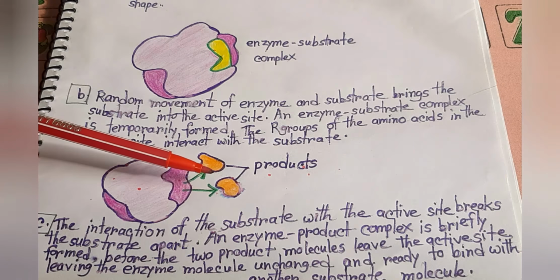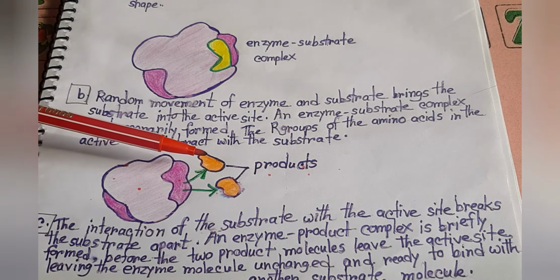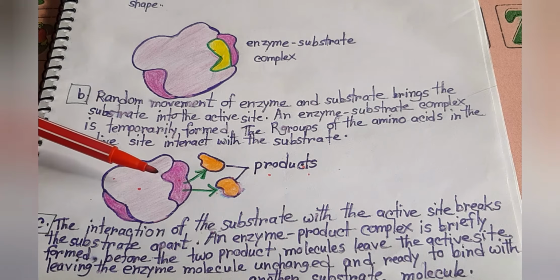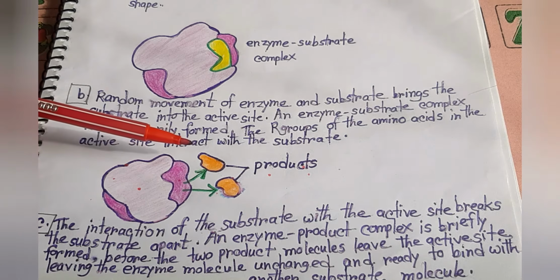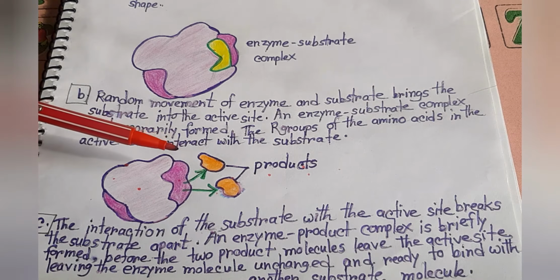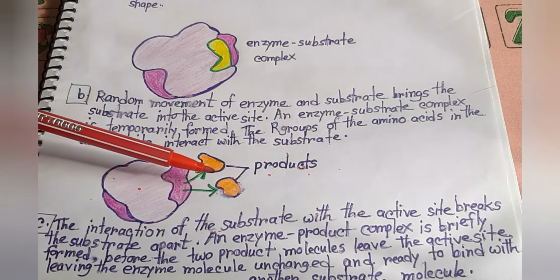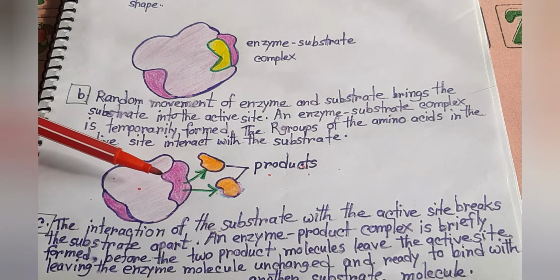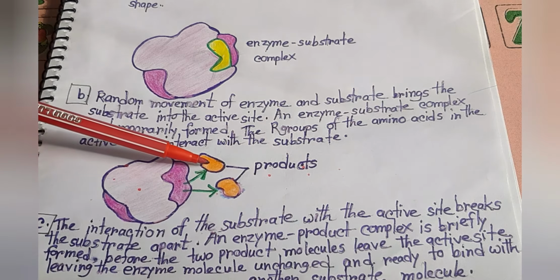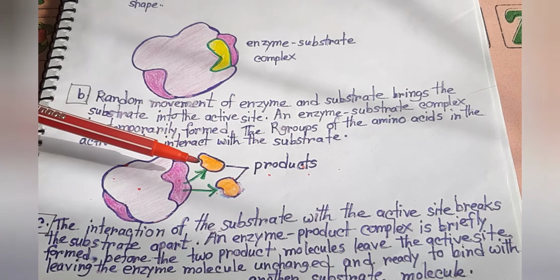This is the interaction of the substrate with the active site, which breaks the substrate apart. An enzyme-product complex is briefly formed. Here are the two products, here is one, here is another one. These molecules leave the active site. This is the active site, and they just leave here.